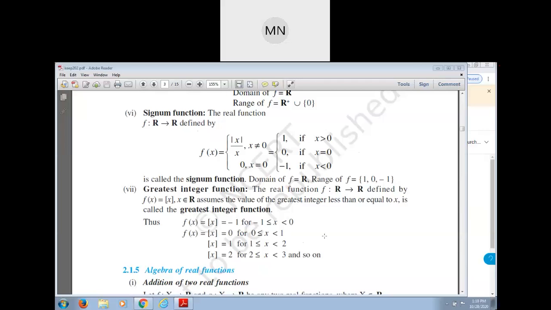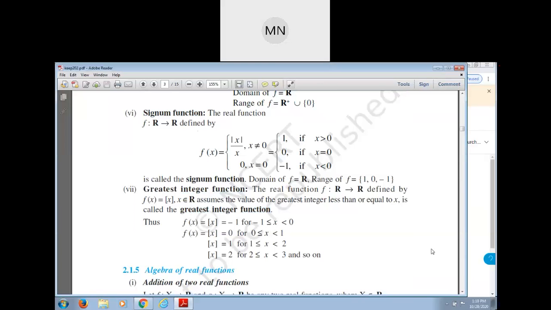Suppose we consider x equals 2.5, it will be what? 2 plus 0.5. So the functional value will be, we consider only the integral value. So it will be what? 2. Okay, so for the greatest integer function, domain is R and range is integer. Remember this one. For the greatest integer function, domain is always R, but the range is what? Range is the integer. Okay.